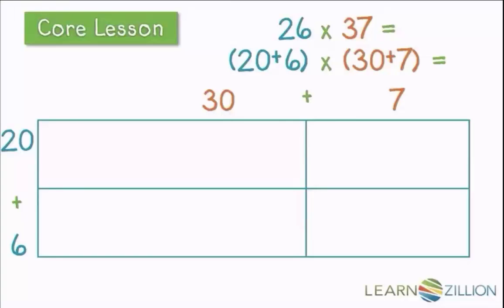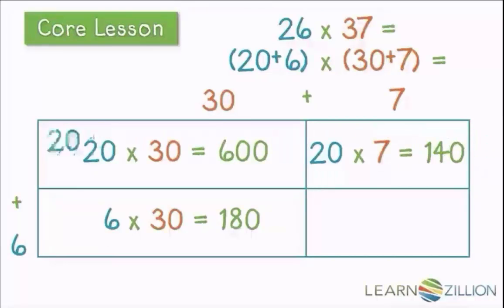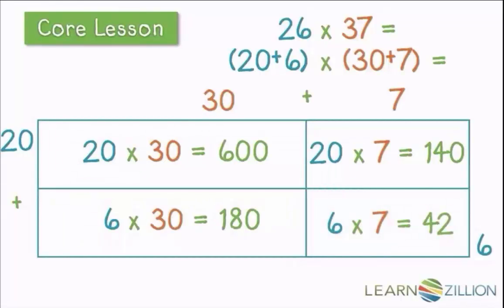Our next step is to fill in the number sentence for each section. I'm going to begin with the 30s column. 20 times 30 and 6 times 30. Now all that's left is the 7s column. In this upper section, we're saying that we have 20 rows or groups with 7 in each group. So the number sentence is 20 times 7, equaling 140. Finally, the bottom section says 6 rows or groups of 7 in each group. So the number sentence says 6 times 7 equals 42.